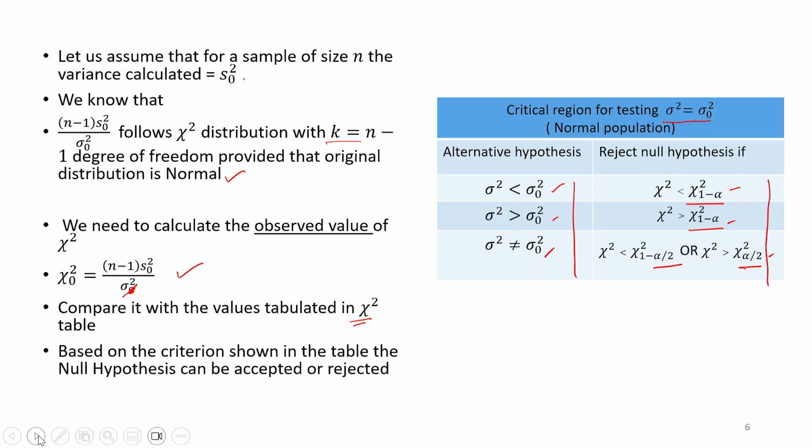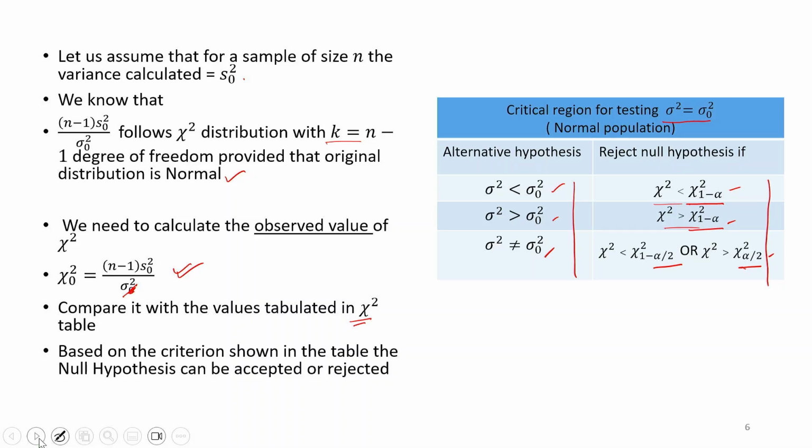So the observed chi-square value must be compared with the table chi-square value, and based on the alternative hypothesis we do the comparison and reject or accept based on these three different criteria. Based on the criteria shown in the table, the null hypothesis can be accepted or rejected. This is the simple small theory. A lot of similarities are there in the theories.